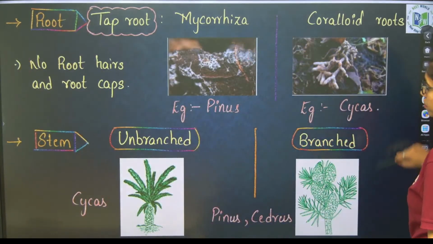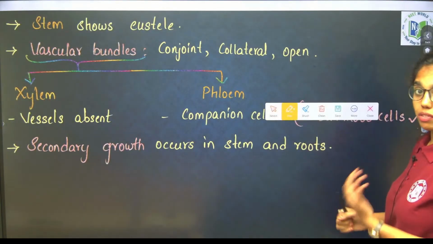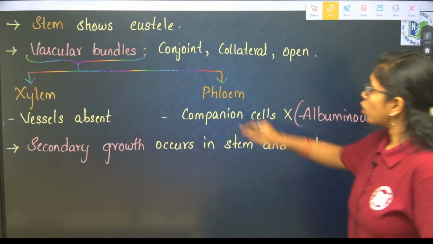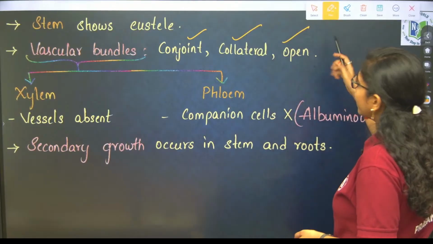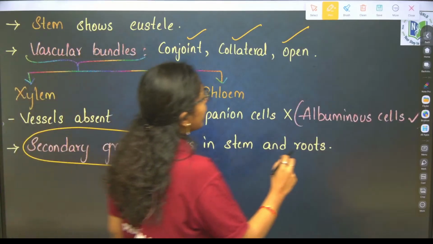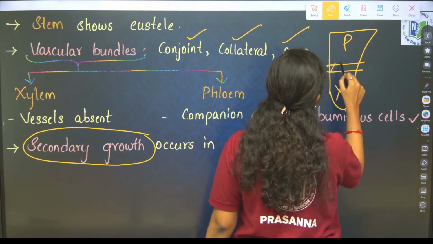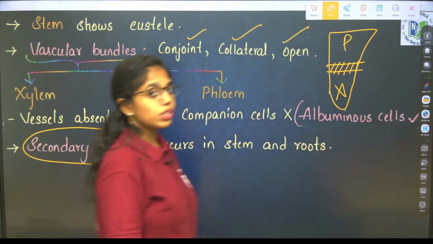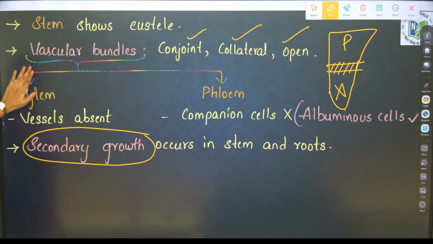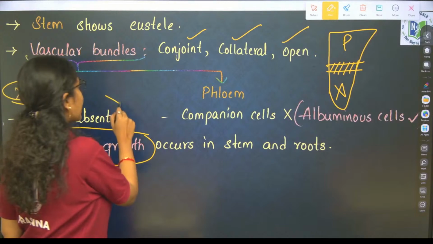Next, in stem you can see U-stele, which is an advanced stele arrangement. Vascular bundles are conjoined, collateral and open, which aids in secondary growth, as vascular cambium is present in between xylem and phloem. In between xylem and phloem, vascular cambium is present, which aids in the secondary growth of roots and stems. So in xylem of these vascular bundles, vessels are absent.